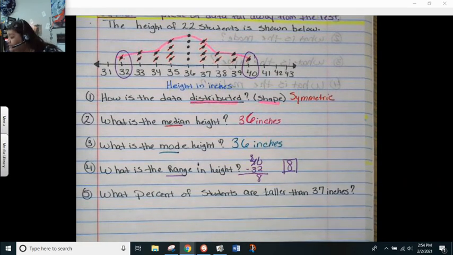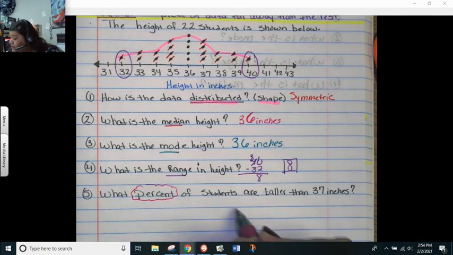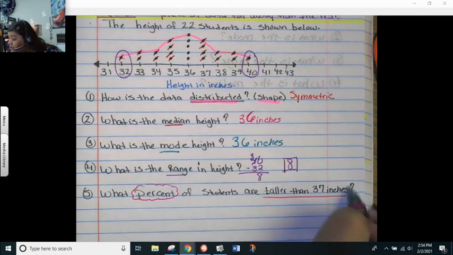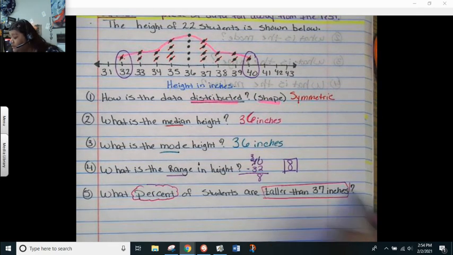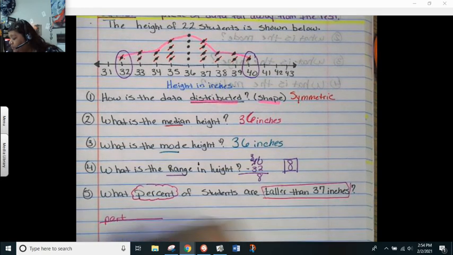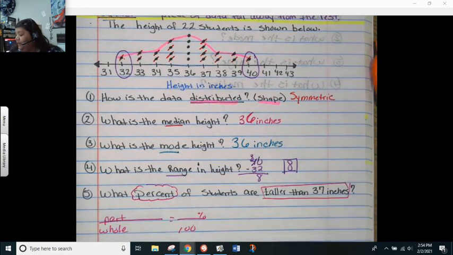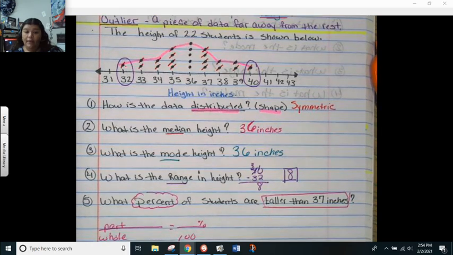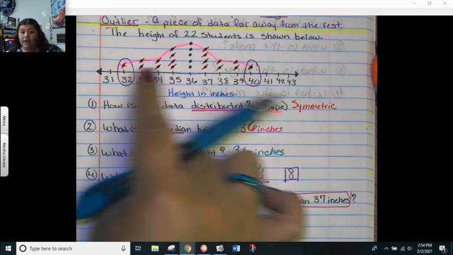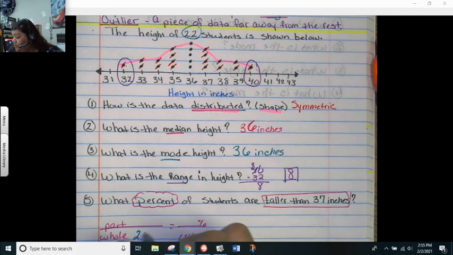What percent of students are taller than 37 inches? Well, as soon as I see the word percent, I know it's going to be part over whole equals percent over 100. Now, to find the whole amount, I'd have to count all the dots. Luckily for us, it tells us how many dots there are. There are 22. So I'm going to put 22 right here.